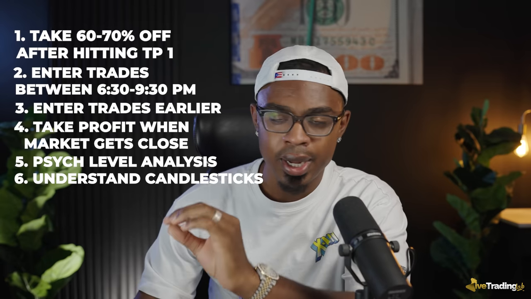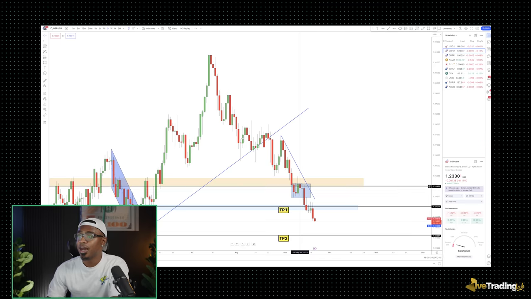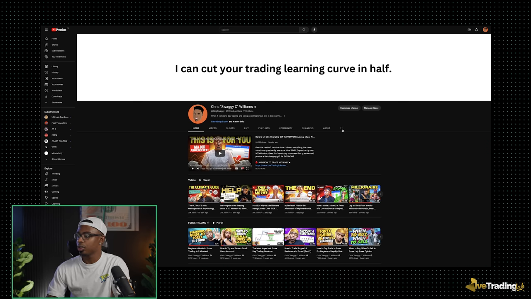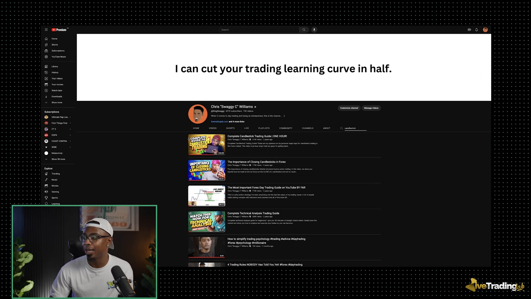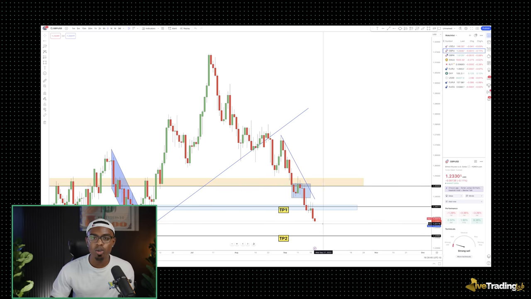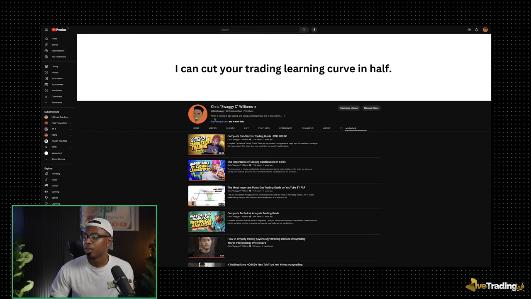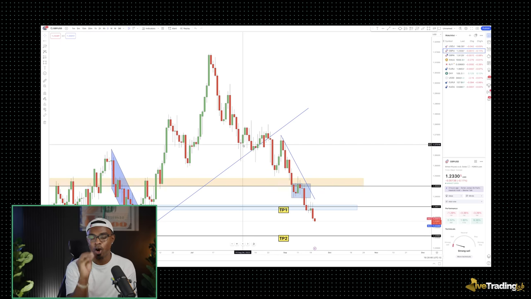But understand the candlesticks, and people overlook this. When you look at the candlestick Bible or BabyPips or my course within the lab, you can go here and type candlestick. I have a video, Complete Candlestick Trading Guide, and the importance of closing candlesticks in Forex. Very important to understand how they close, but also the type of patterns you see. What candlestick did they print on that level? Once you understand that, the whole world changes.